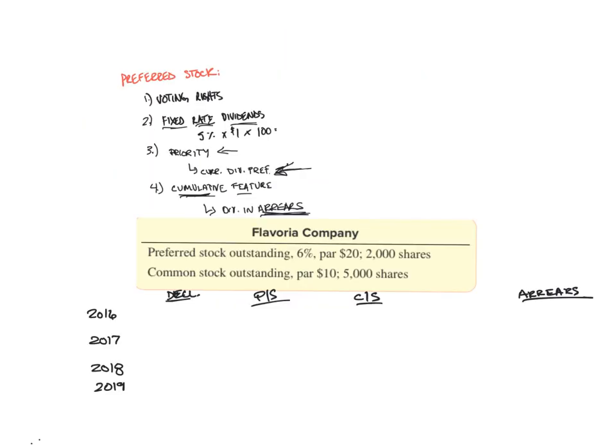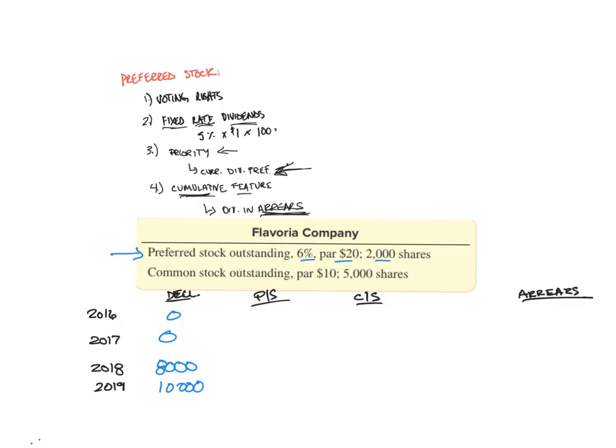Let's look at an example to apply this. Let's say we're looking at 4 years, and a company declares no dividends in the first 2 years. Let's say in 2018, they decide to declare $8,000 in dividends. And let's say in 2019, they decide to declare $10,000 in dividends. With the information above, we'll say preferred stock is 6% with a par value of $20 and number of shares of 2,000.